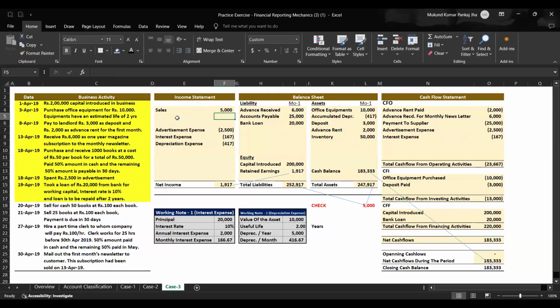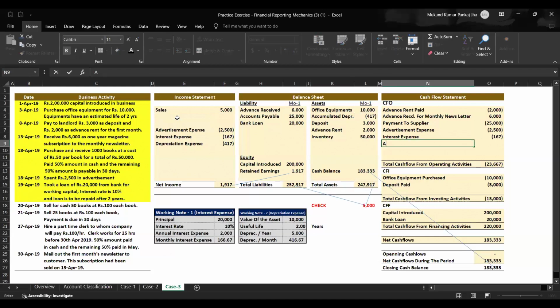And here nothing is given that it will be paid after 1 month or something. So I assume that it is being paid to me here itself. Payment received from customers. So I will assume that this is a cash receipt.